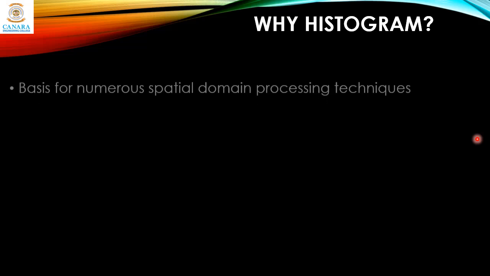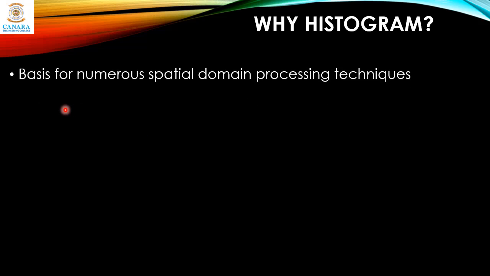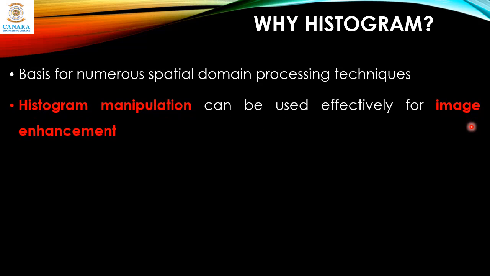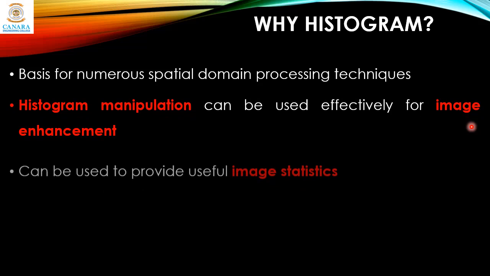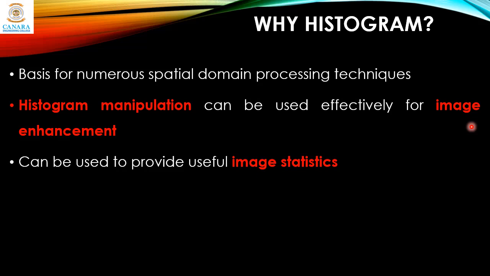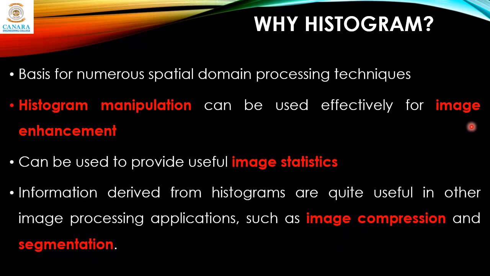So why do we take the image histograms? What is the use? Let's understand. Image histograms are the basis for numerous spatial domain processing techniques, and we can do image enhancement by manipulating the image histograms. It can be used to provide useful image statistics. Information derived from histograms is quite useful in other image processing applications such as image compression and image segmentation.